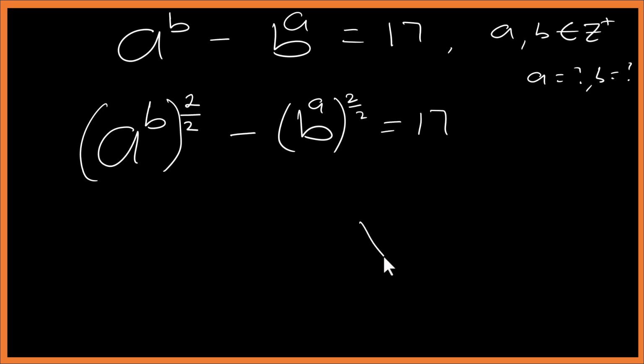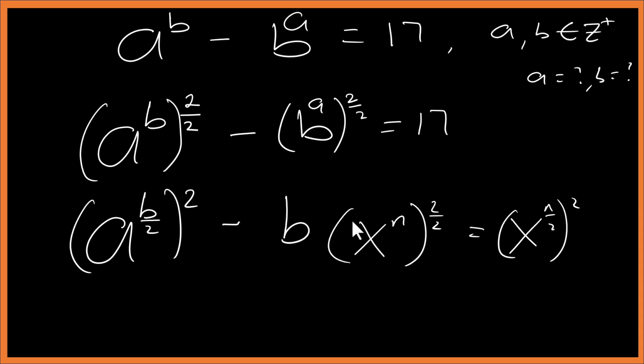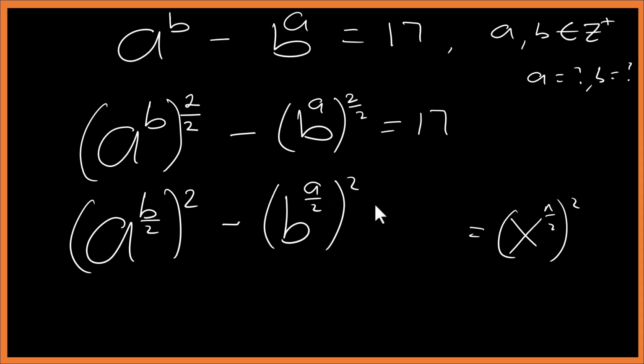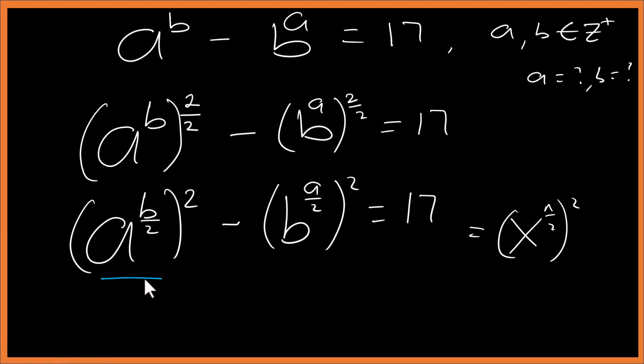Now, remember when we're given x to the power n, all raised to 2 on 2, that is the same as x raised to the power n on 2, all raised to 2. So I've done nothing here. So we can write this one as a raised to b on 2, all raised to 2, minus b raised to a on 2, all raised to 2, equals 17. Now let's see what is in the bracket here. So we have this and that.